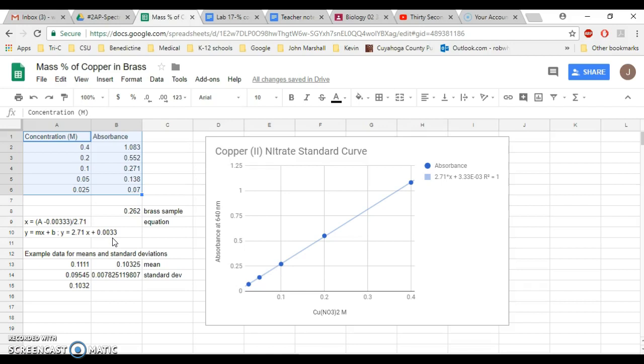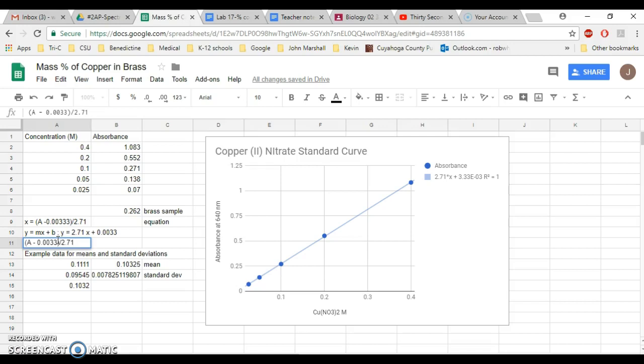So the first thing I'm going to do is manipulate my equation such that I have A minus 0.0033. Okay? So I'm moving my intercept over. I will then divide by the slope, which is 2.71, in order to get my x by itself.